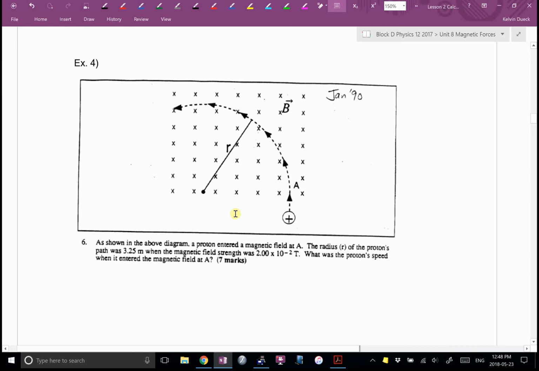Example 4. This is from the January 1990 provincial exam, in case you're wondering. It says, as shown in the above diagram, a proton. By the way, let's make sure their physics is correct. Right when it enters the magnetic field, what direction is the proton traveling? Up the page. Everybody, let's point our thumb up the page. What direction is the magnetic field? What do those X's mean? So my high five is going to go into the page, and you can see my palm is pointing in the direction of the deflection. It will trace out that path.